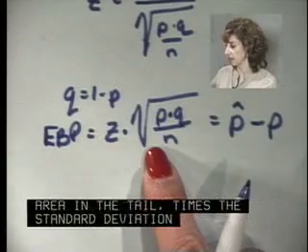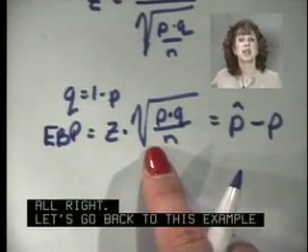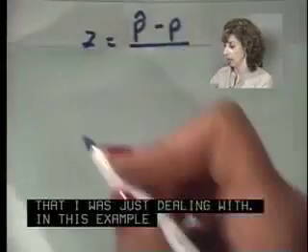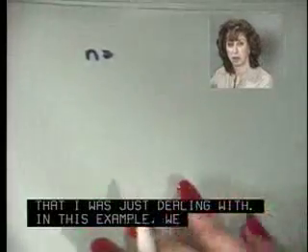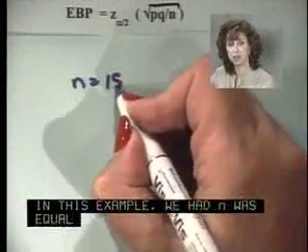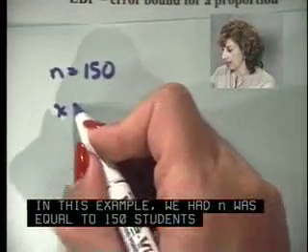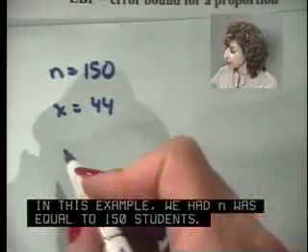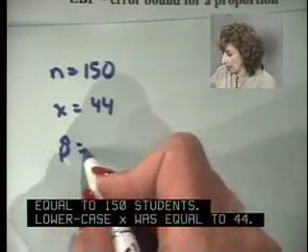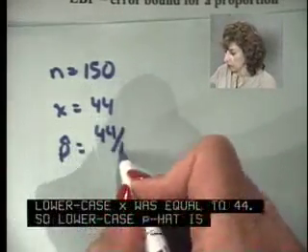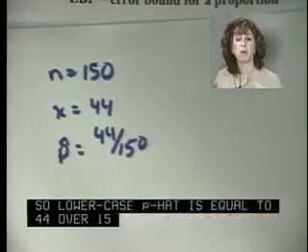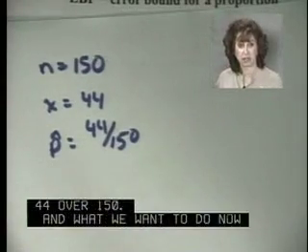All right, let's go back to the example that I was just dealing with. In this example, n was equal to 150 students. Lowercase x was equal to 44. So lowercase p hat is equal to 44 over 150. What we want to do now is build the confidence interval.